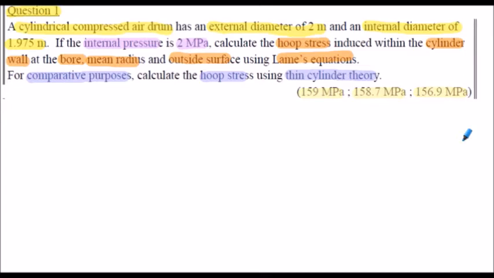What we've got to do here is apply Lamè's equations for the conditions given, evaluate our constants A and B, and form our radial and hoop stress equation. And in this particular case, we just need to work out the hoop stress across the cylinder wall. We'll then compare it to the thin cylinder theory. If you think you can attempt this question, I'd encourage you to stop the presentation and attempt it now. But on the next slide, I show extracted information from the question just to get you started.